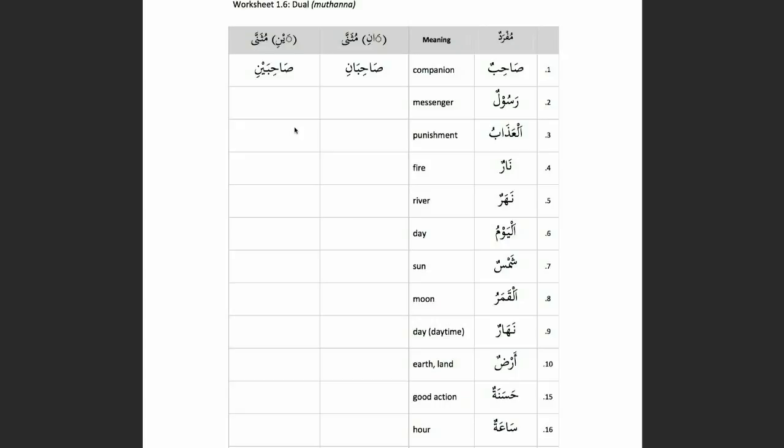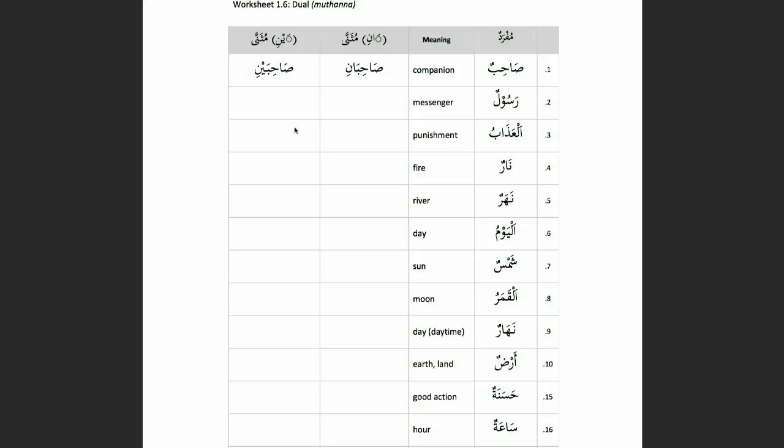All we're doing is making duals. So verbally, sahibun, what is sahib? A companion. Let's go, sahibun, dual. Sahibani, sahibaini. Rasulun, first the single. Rasulun, rasulani, rasulaini. Again, rasulun, rasulani, rasulaini.